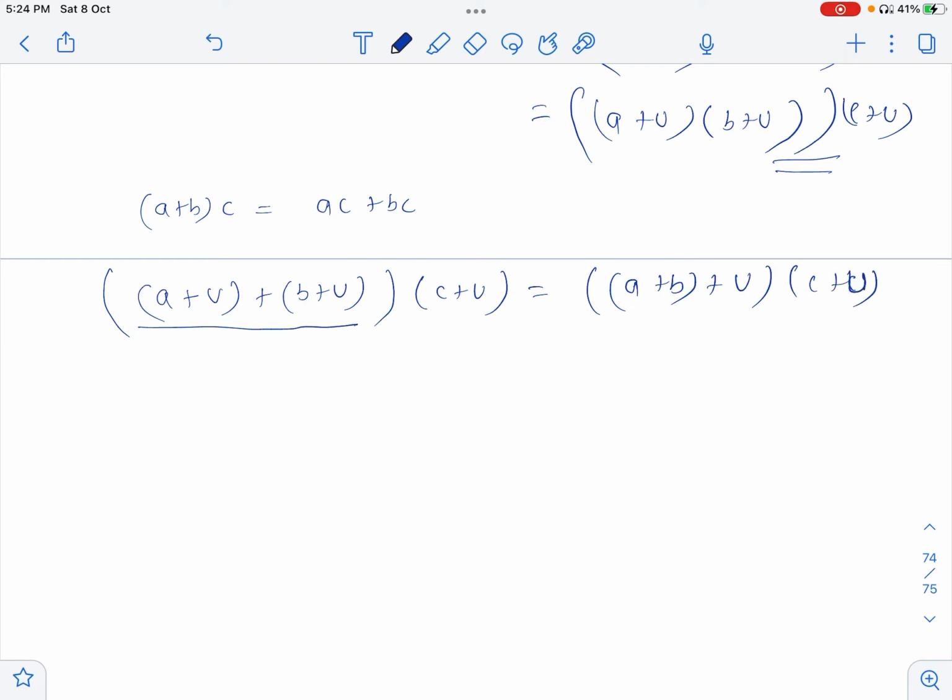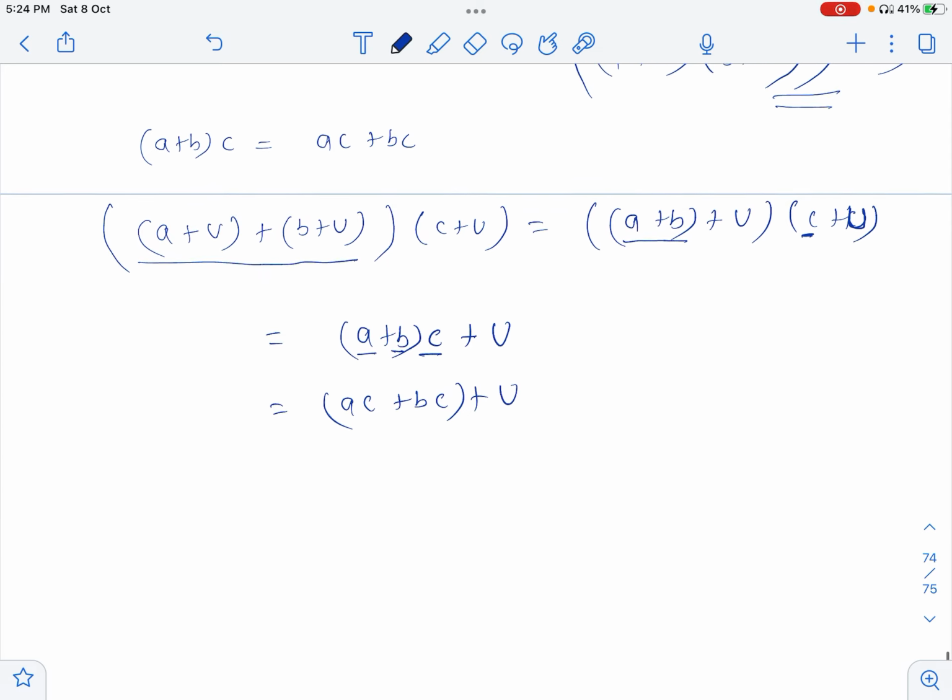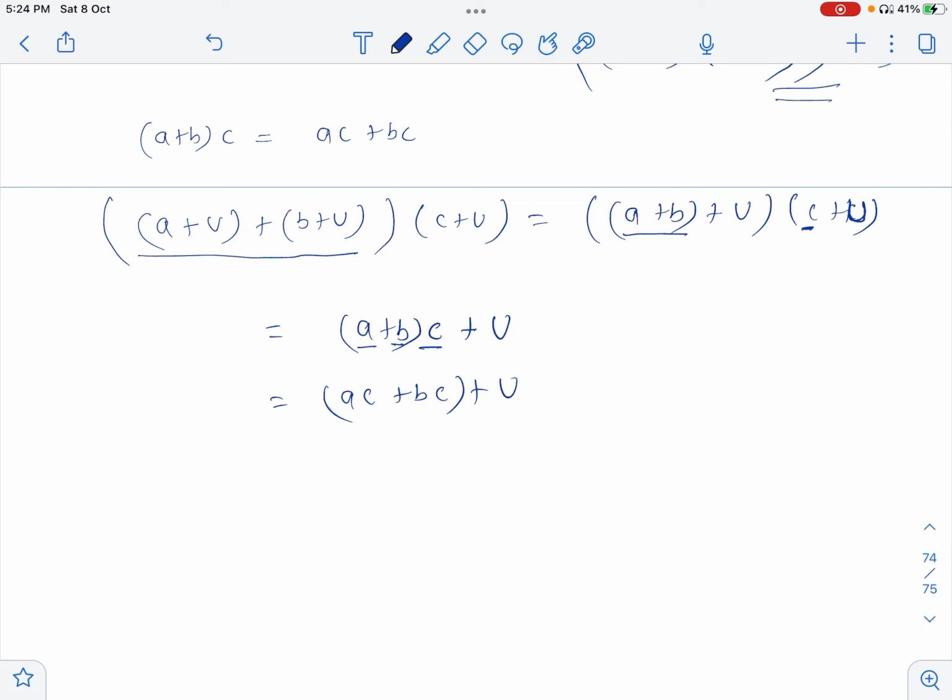So by the definition of multiplication, this C will be multiplied by A + B, which is equal to (A + B)C + U, which is equal to AC + BC + U. Since A, B, and C are elements of the ring, and the ring satisfies the distribution property with respect to addition and multiplication, so we can write like this.